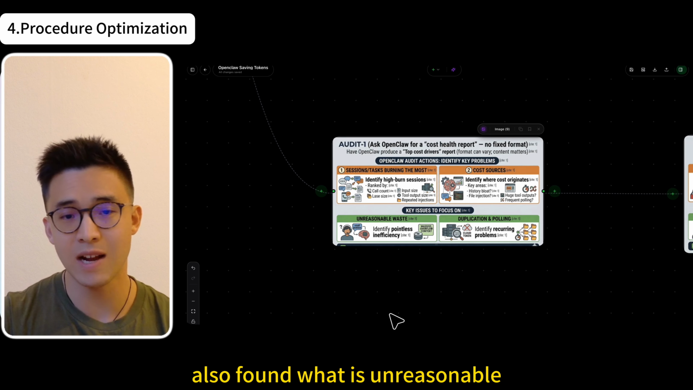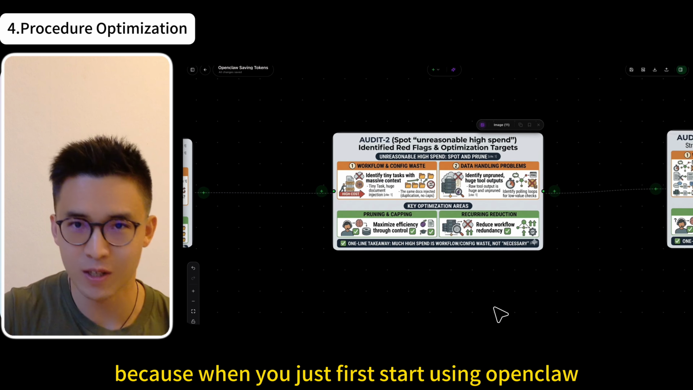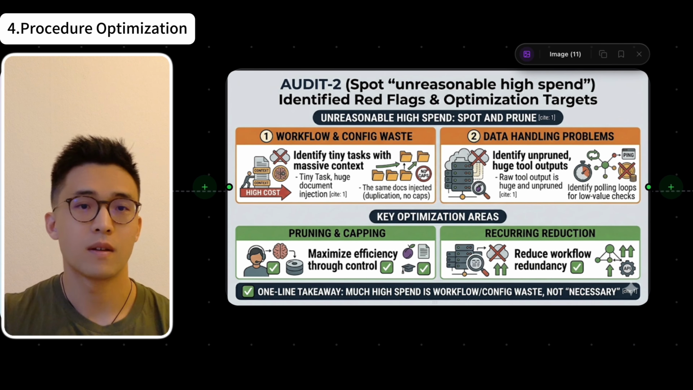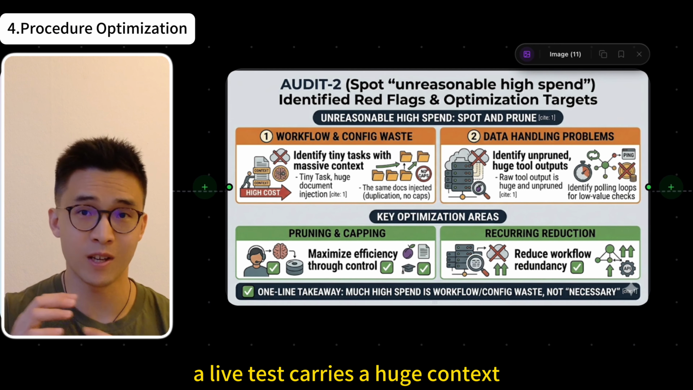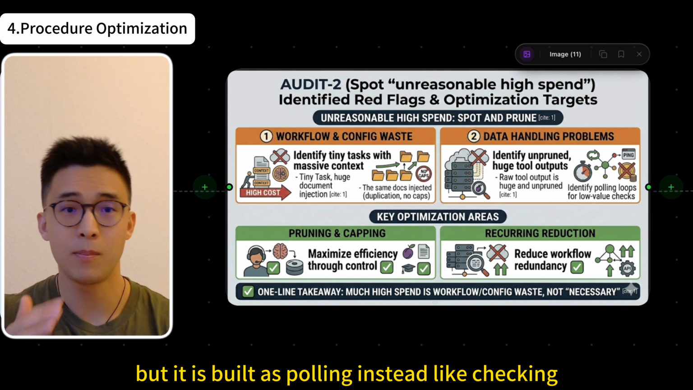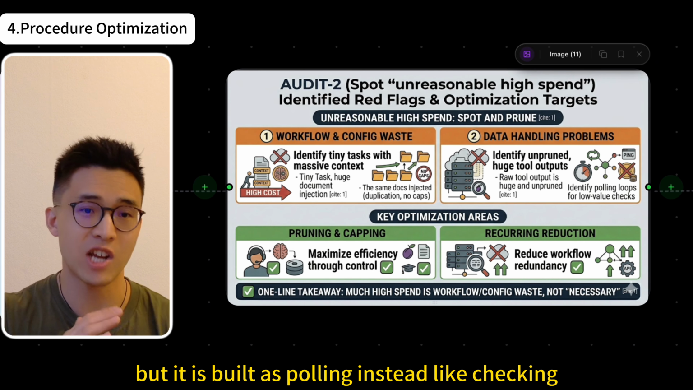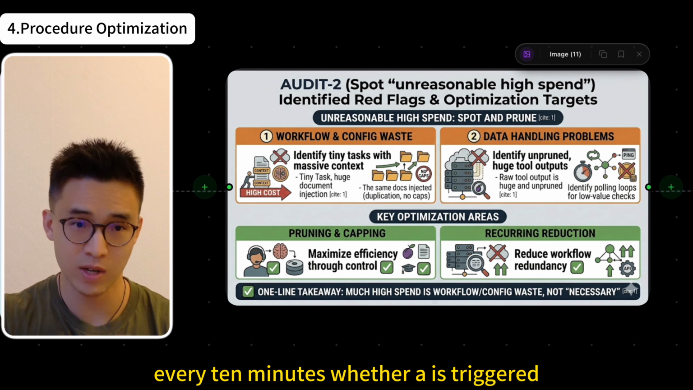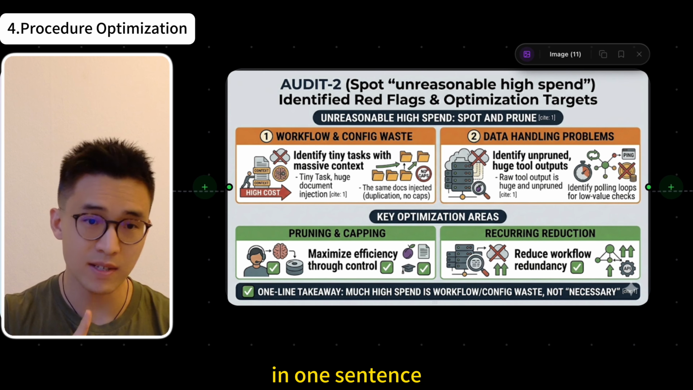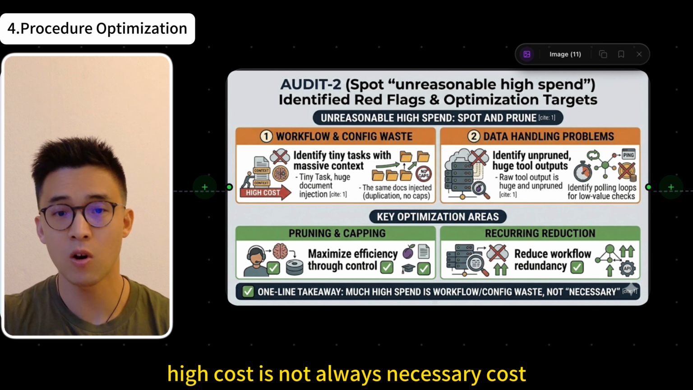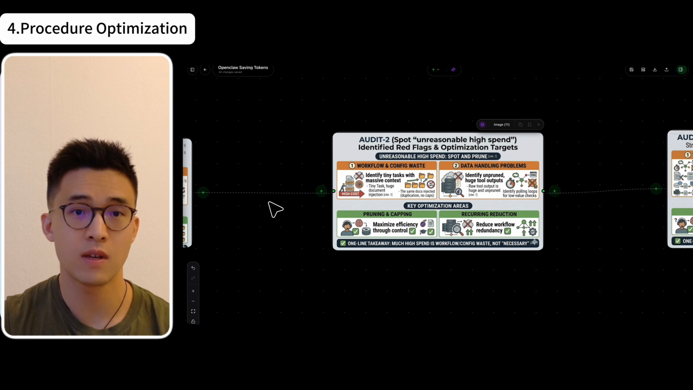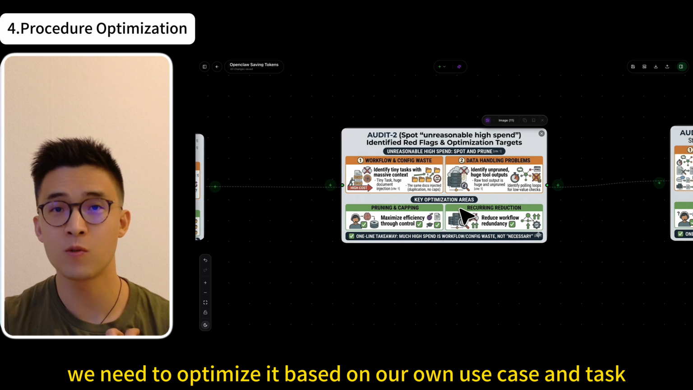Also find what is unreasonable, because when you first start using Openclaw, I can promise you there are always many tasks that are not reasonable. For example, a light task carries a huge context, or a task should be event triggered, like if A then B, but it is built as polling instead, like checking every 10 minutes whether A is triggered. There are many different unreasonable parts that can be optimized. In one sentence, high cost is not always necessary cost. A lot of waste comes from process and configurations. We need to optimize it based on our own use case and task.